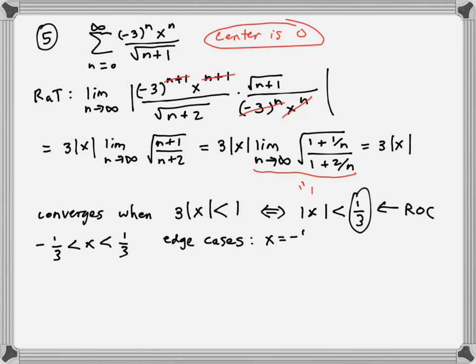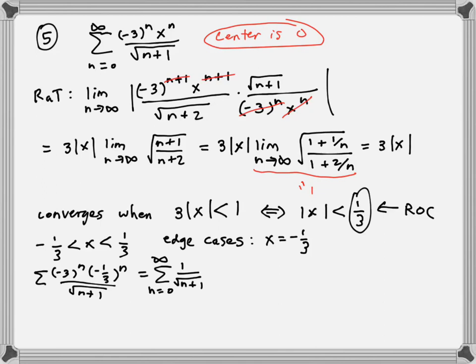Let's start with x equals -1/3. If you plug in a -1/3 up top, you end up with the following. We get -3 to the n and then -1/3 to the n over the square root of n plus 1. But the top two guys multiply to 1, don't they? Because negative 3 times negative a third is just 1. So it's just 1 to the n. So what do we get? We get this.